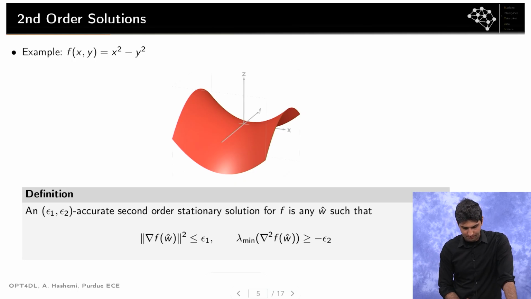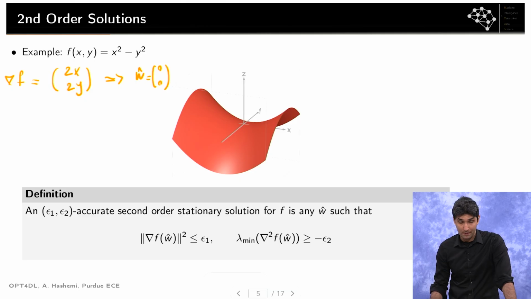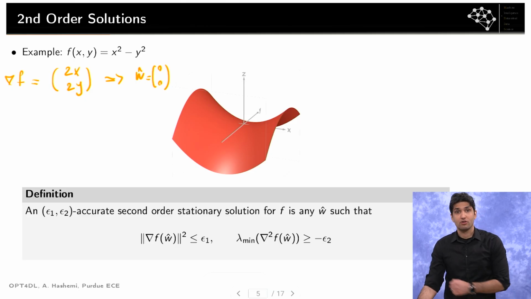the origin can be shown to be a first order solution, because if you just calculate the gradient, it will be something like 2x, 2y. So if I set it equal to 0, I can find that the origin is a first order solution. Okay. Now, is it a good solution or a bad solution?